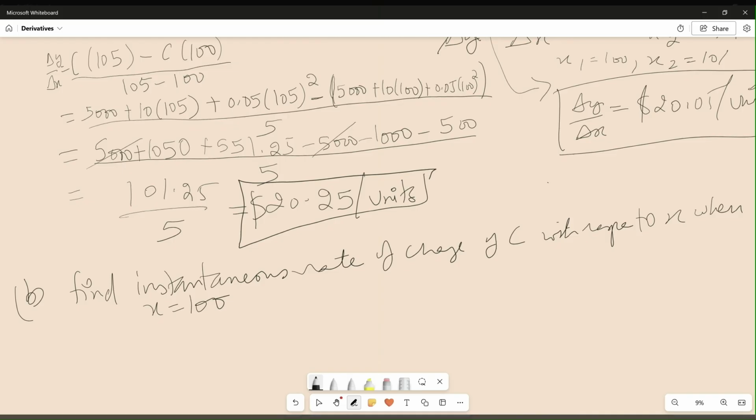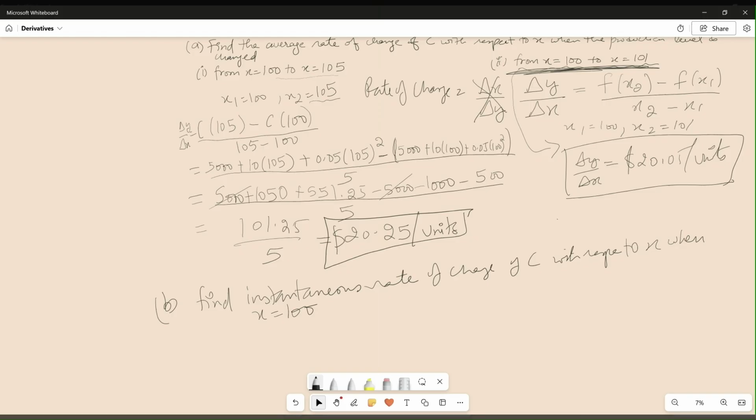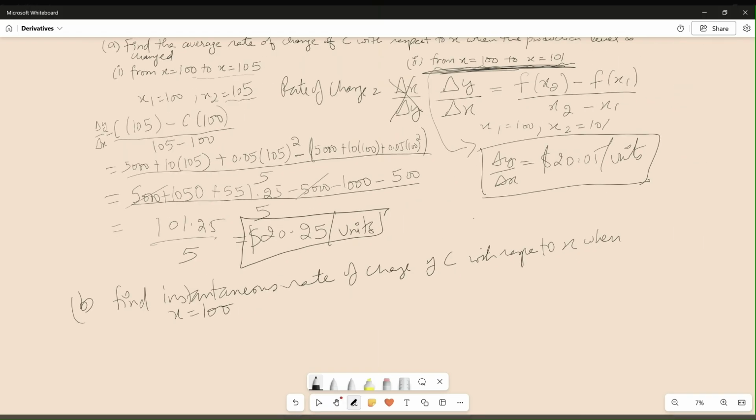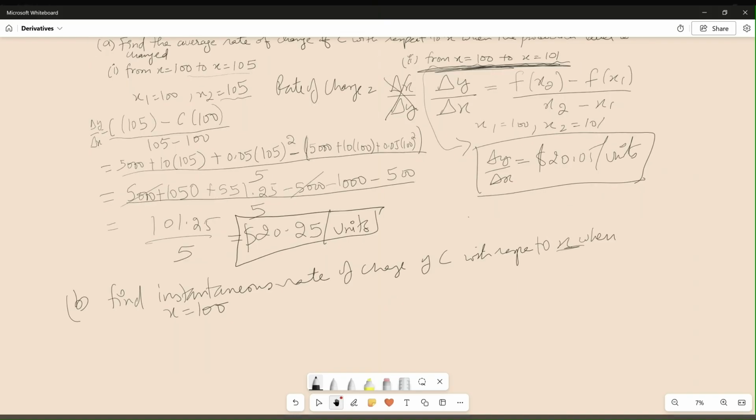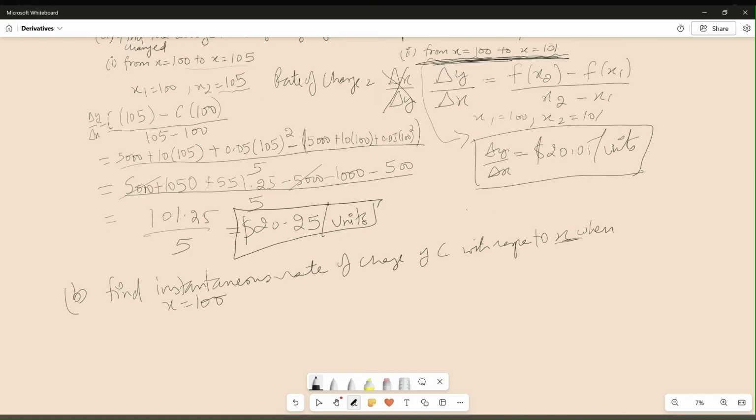Now, if you remember, what is the difference in this problem? We are trying to find the instantaneous rate of change of this function C with respect to x when x is equal to 100. For instantaneous rate of change, you might remember, it is the limit as change in x approaches 0 of change in y over change in x, which is f of x2 minus f of x1 over x2 minus x1. Now, we are trying to find, with respect to x when x is equal to 100, the instantaneous rate of change, and so we only know one value, which is 100.